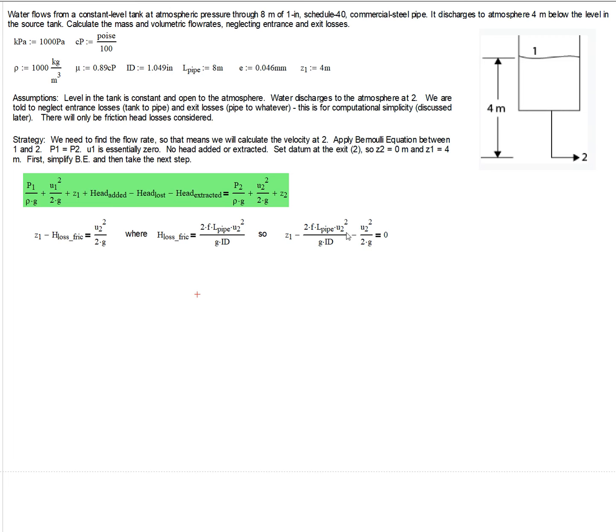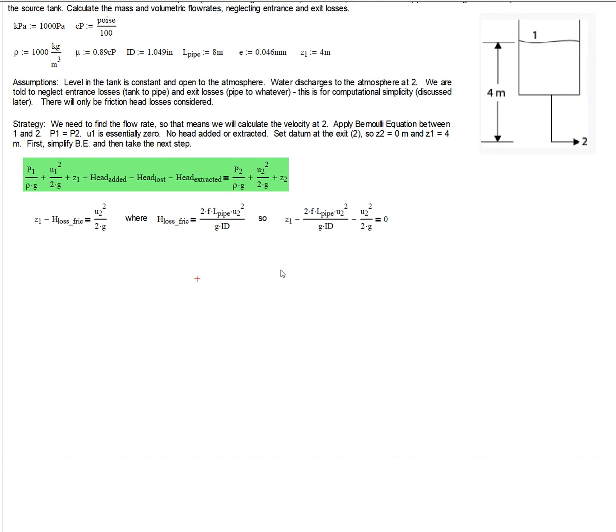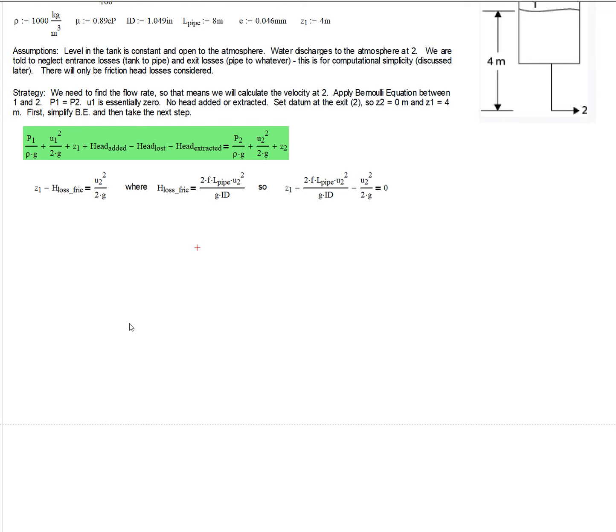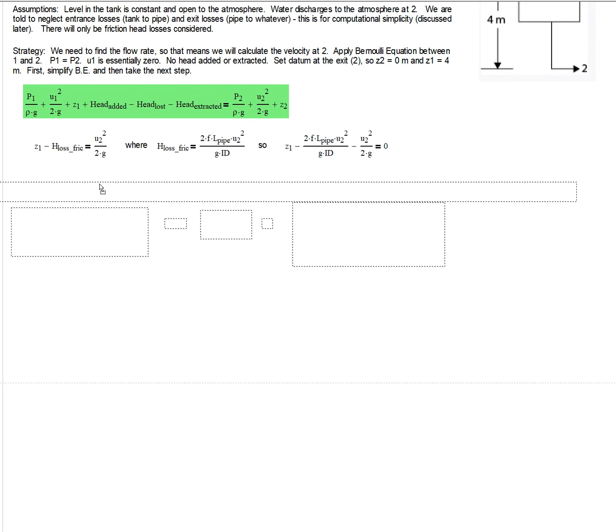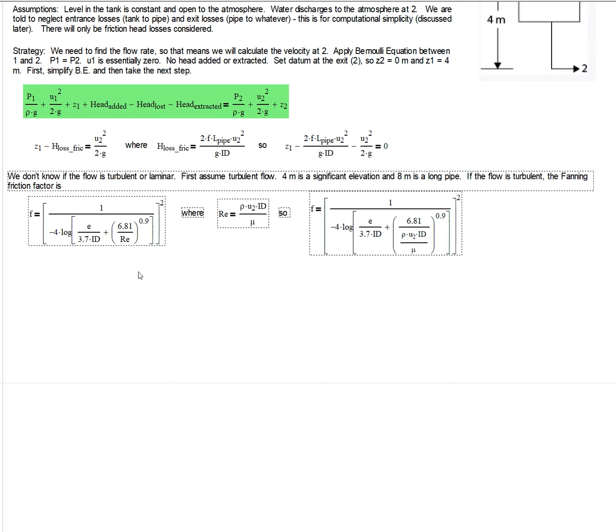And what you can see here is that our desired, our single unknown, is going to be U2. All right. So we need to calculate U2. So we've got a quadratic formula that we need to deal with. However, what we also need to understand is that the velocity in our pipe, U2, is also buried in this Fanning friction factor term. And so we have to look at that and figure out how we're going to solve it.